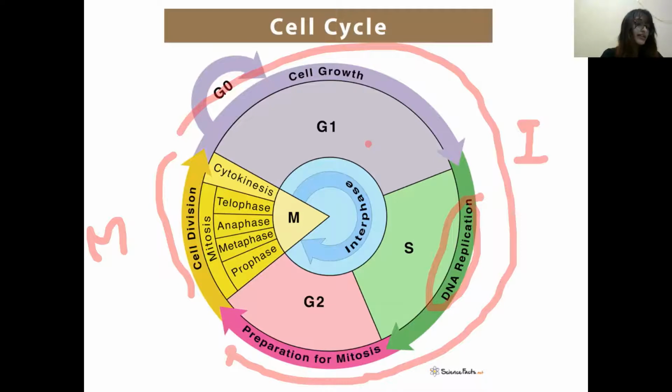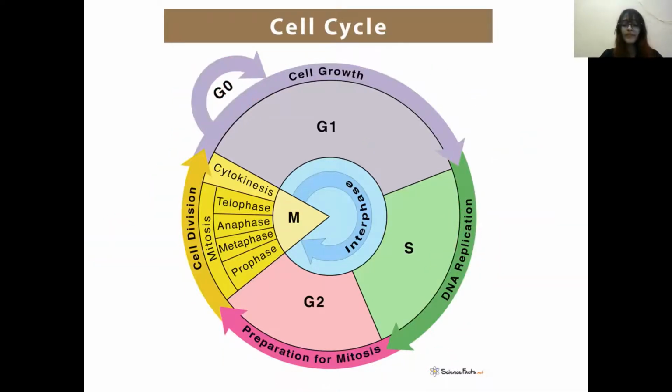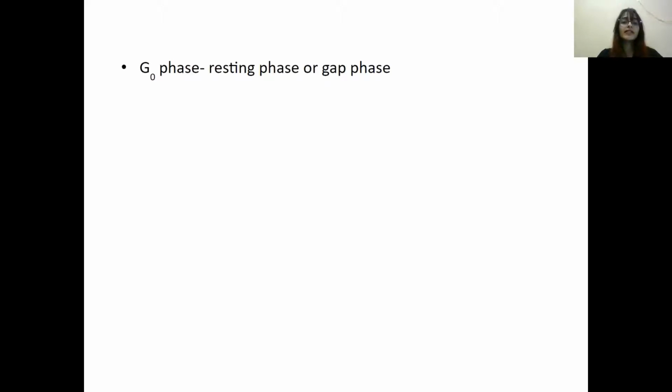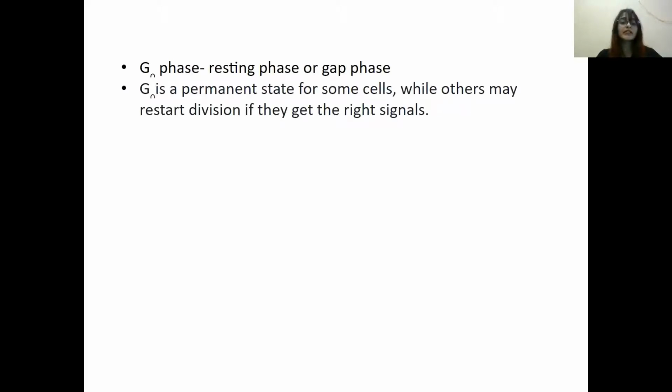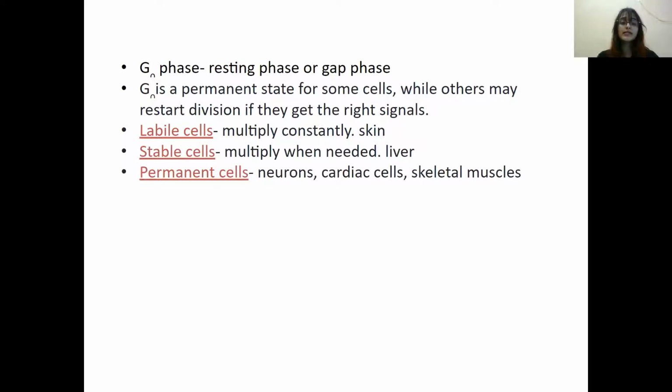Now here you can see a G0 phase that I have not told you about. So now let's talk about this. G0 phase is basically a resting phase or a gap phase, and some cells permanently stay in the resting phase, and others, if they are stimulated, can enter the cell cycle and start the division. So based on their ability to enter G0 phase or not, there are three types of cells, that are labile cells, stable cells, and permanent cells.